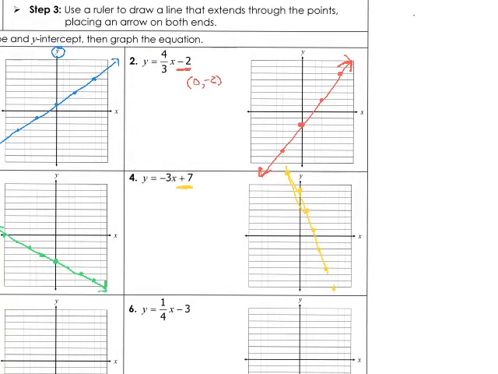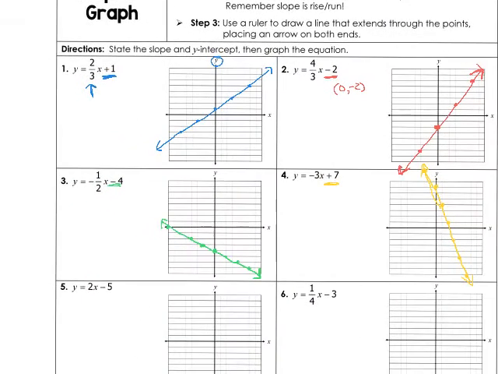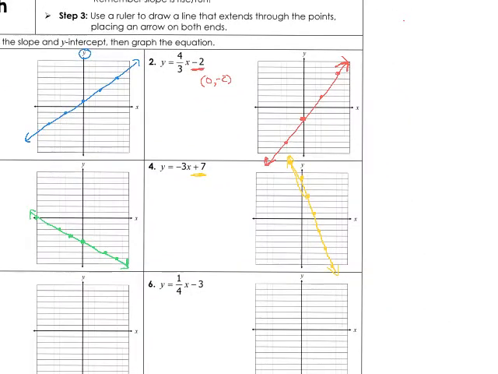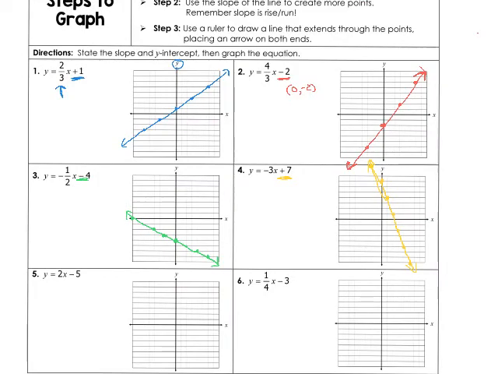See, I jinxed it. Notice some of the lines are steeper than others. Like this line over here in green is very much flatter than the line here in yellow. The line here in yellow is very steep. Well, let's look at the difference between the two. The slope of the green is 1/2 in number 3, where the slope of number 4 is -3. So the whole number kind of makes it taller, whereas the fraction makes it flatter. So that's why it's called slope. It is the steepness of your line.